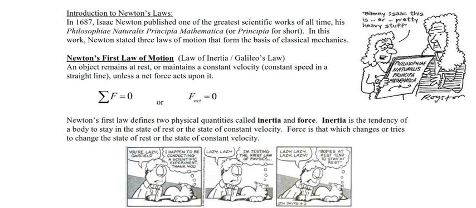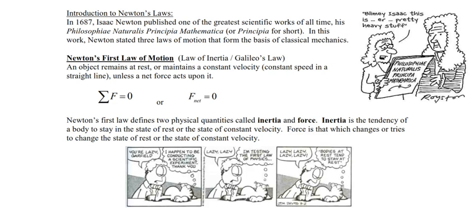So how does one measure an object's inertia? Well, we measure an object's inertia by measuring its mass. Mass is a measure of an object's inertia. The more mass an object has, the more inertia it has, and the more force will be required to change that state of motion.